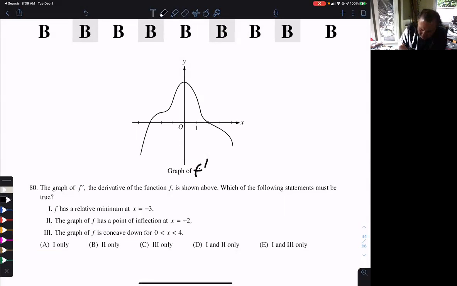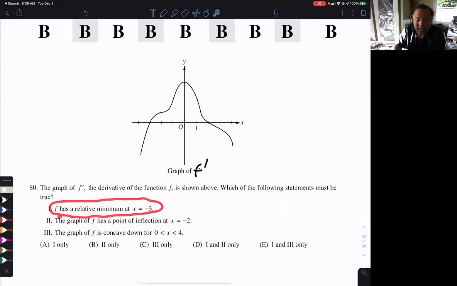So the first one, f has a relative minimum at -3. What is the justification for a relative minimum? The derivative changes from negative to positive. Here at -3, what's the derivative on this side? It's negative. What's the derivative here? It's positive. So does it change from negative to positive at -3? The answer is yes. So that is true.